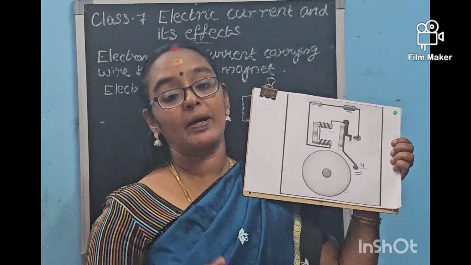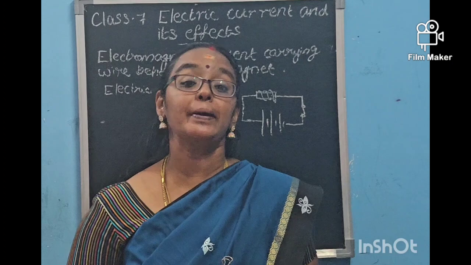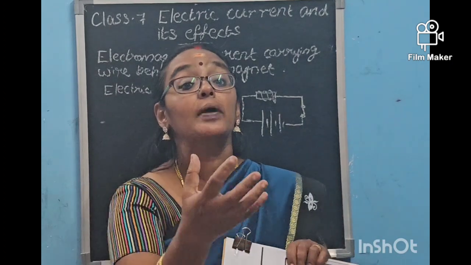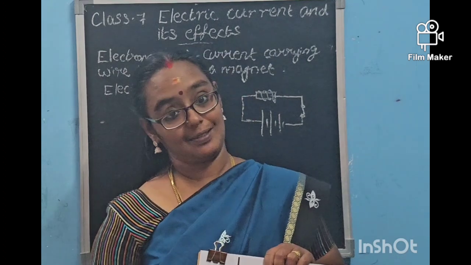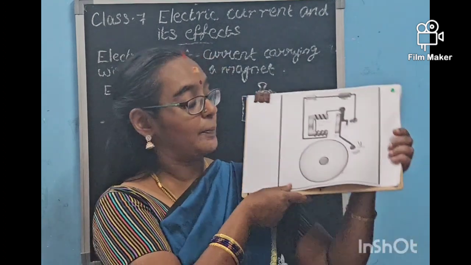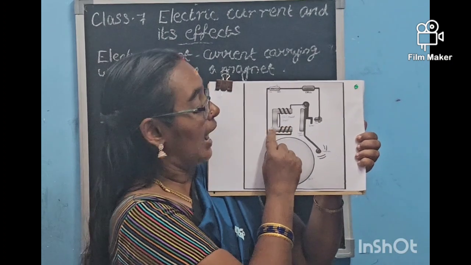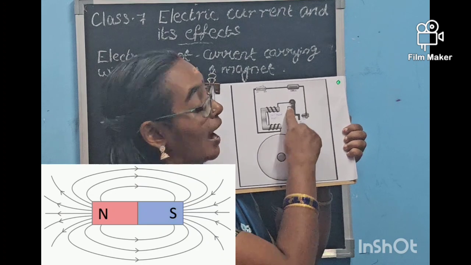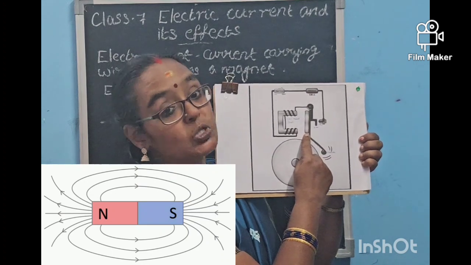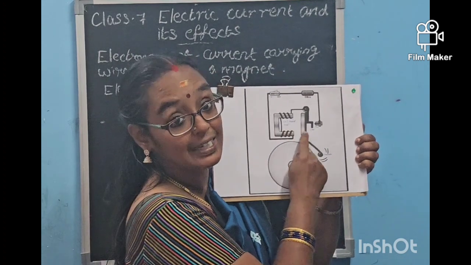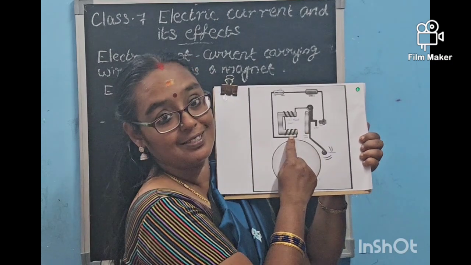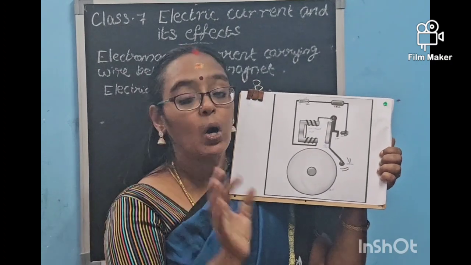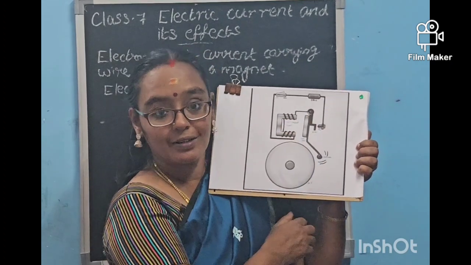So what is the speciality? When an iron piece is in the magnetic field of a magnet, what happens? It will attract the iron piece towards it. Yes or no? This is the speciality of the magnet. Here, when the iron piece changes into a magnet, there is an iron strip near it, and it will start attracting this iron strip towards it. So this is the working principle. Now we have to see how this electric bell works.